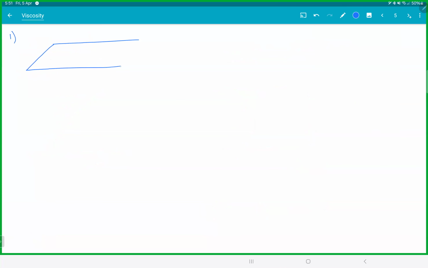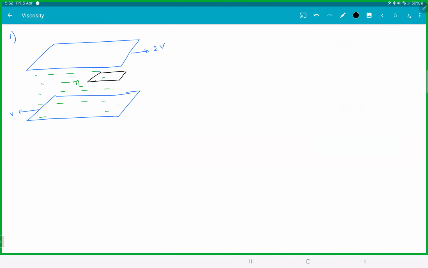So we have a plate here which is going with 2V. We have one more plate here which is going with V backward. And this entire space right in the middle is filled with liquid. Viscosity is eta. You kept a plate in the middle of this and you started pulling with F.